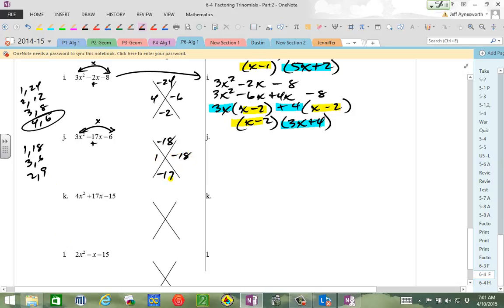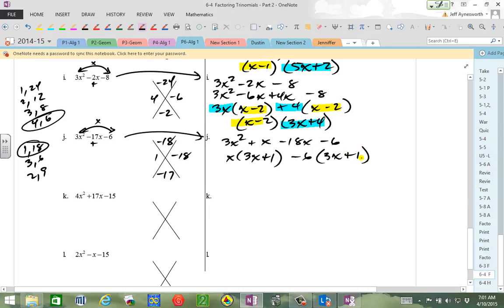Okay. So what does that look like? 3x squared plus x minus 18x minus 6. All right, factoring out an x, I get 3x plus 1 here. Factor out a negative 6, I get 3x plus 1 again. All right, I see a 3x plus 1 in common. So start with that: 3x plus 1 times the remaining factors, x minus 6. And that's how the game is played, my friends.